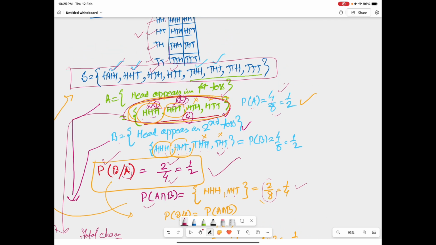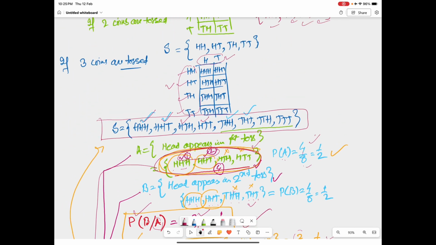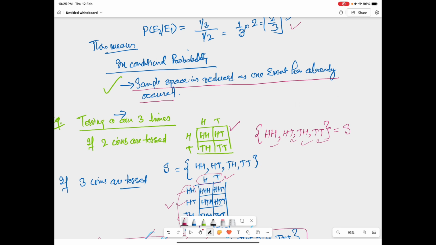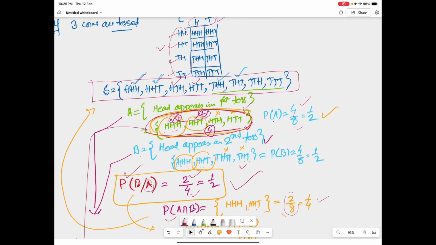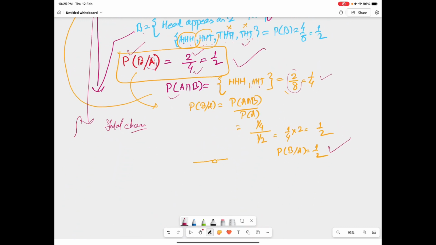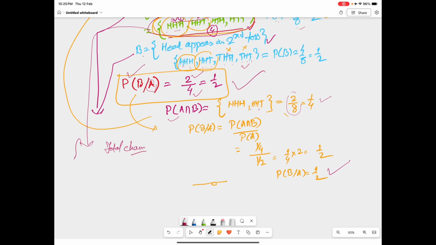So hope you would have understood the conditional probability. You must remember the fact that if one event has occurred, then the sample space is reduced and the probability of occurrence of another event is calculated with respect to the reduced sample space. So this is called conditional probability. So hope you can now solve more examples on conditional probability.